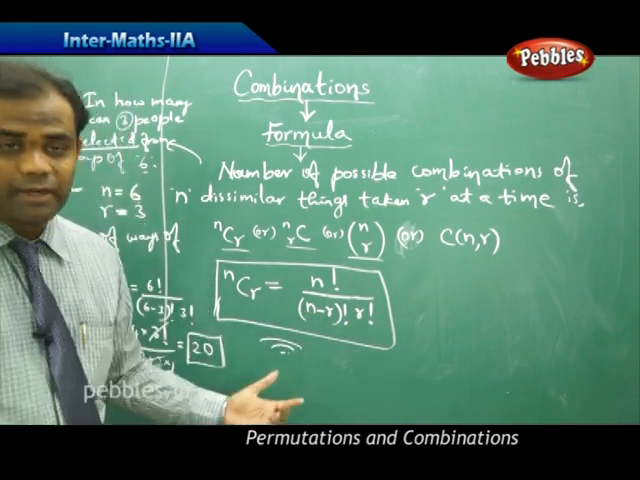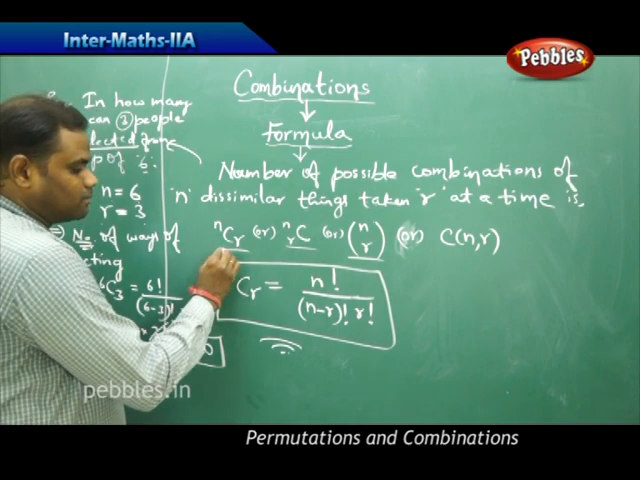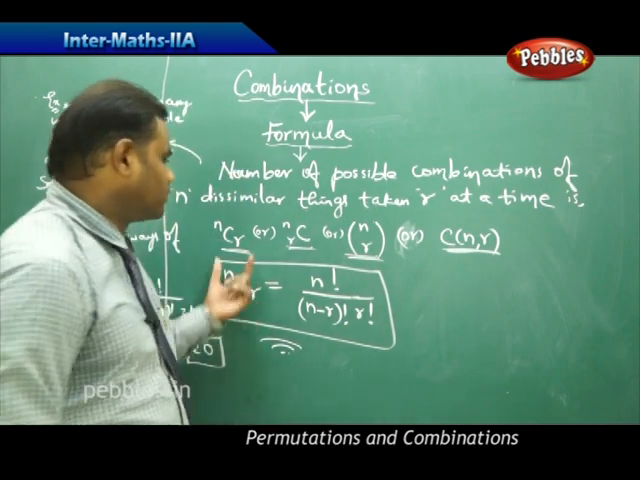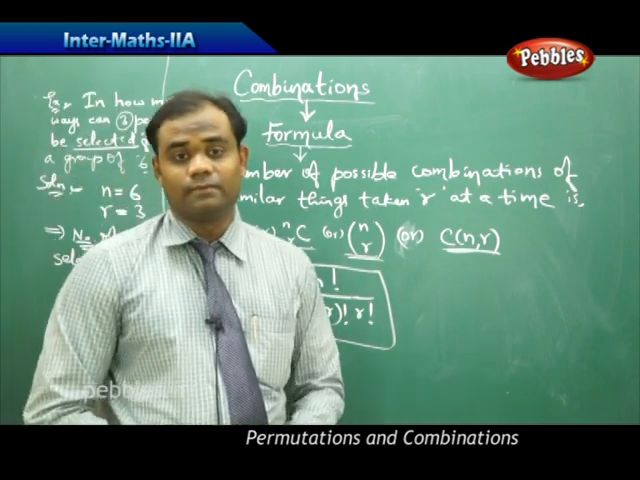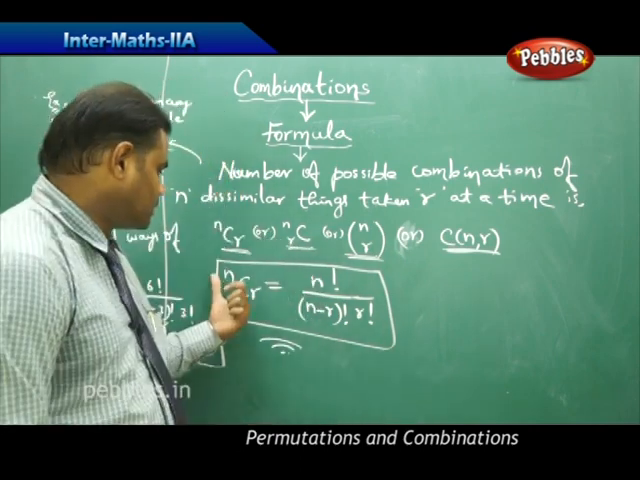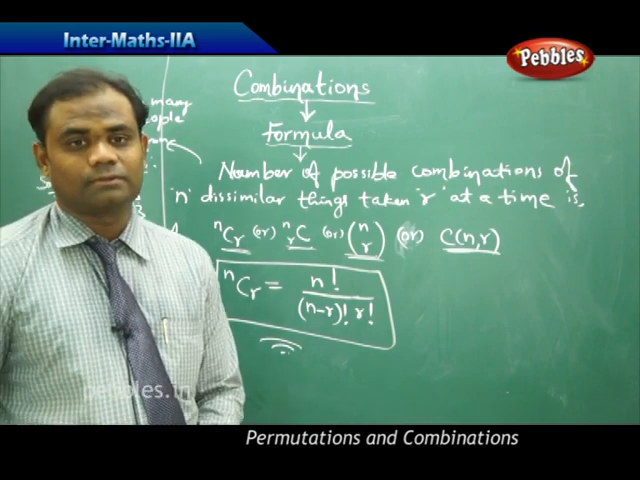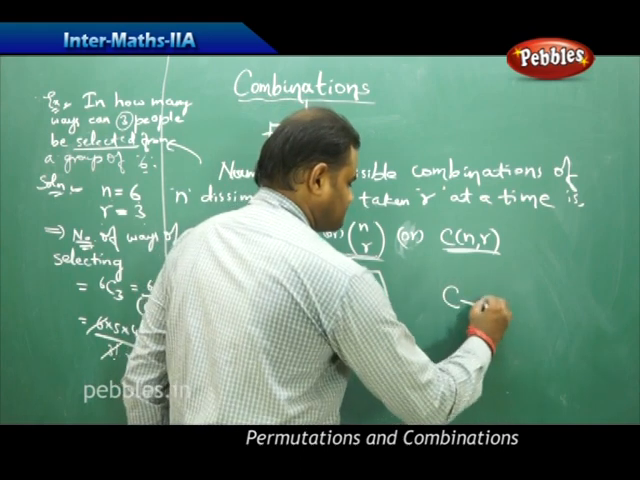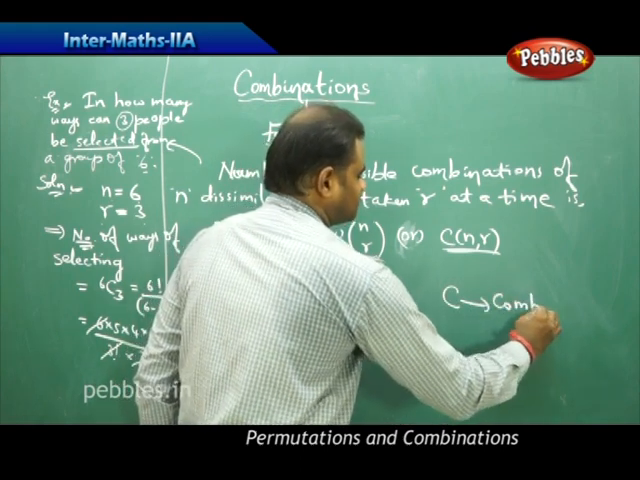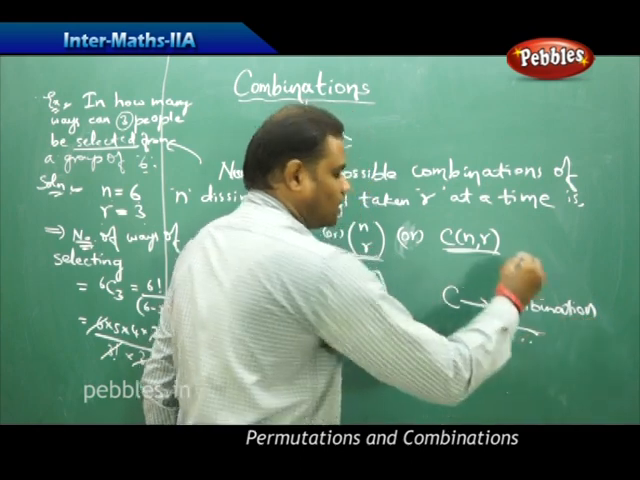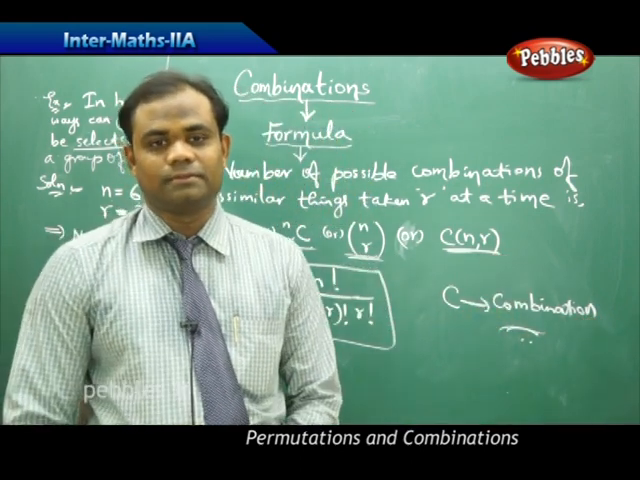nCr with its various notations can be denoted by this or this or this or this. There are 4 different ways of denoting the combination nCr. C stands for combination. This is how I understand the combination.